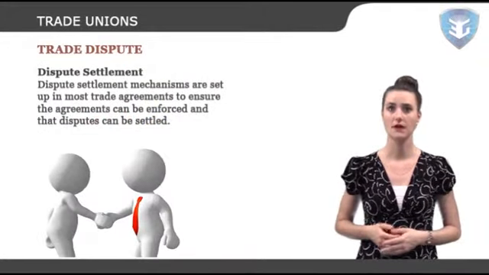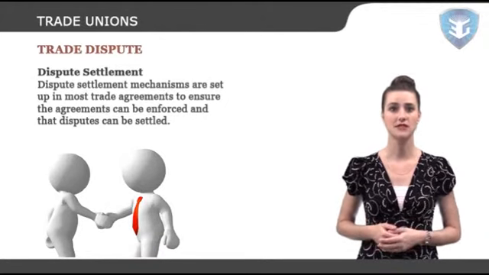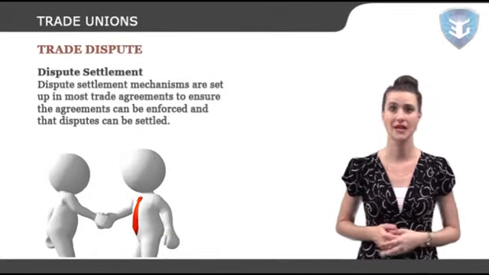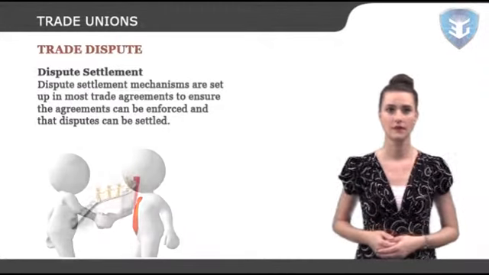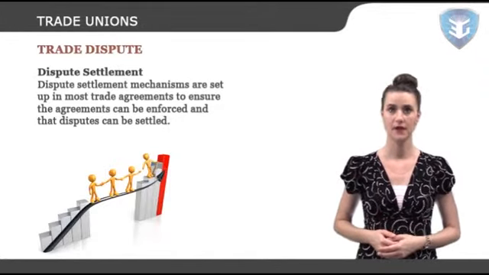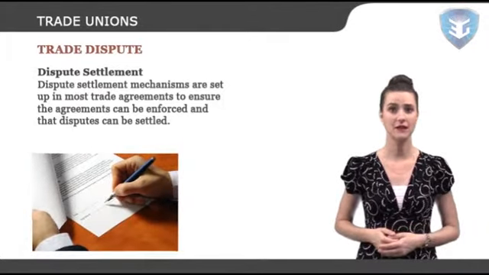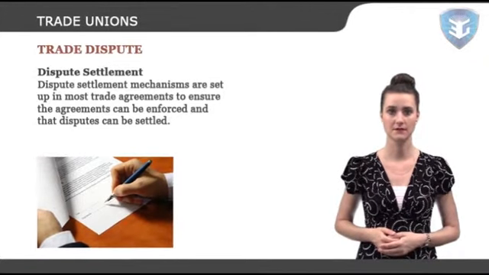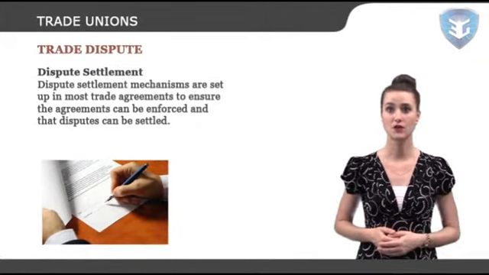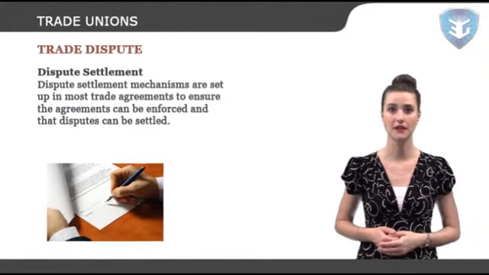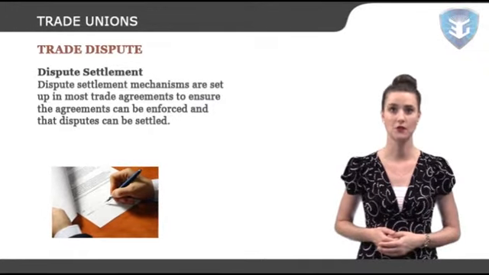Dispute settlement. International trade rules are effective when they are properly applied. Therefore, dispute settlement mechanisms are set up in most trade agreements to ensure the agreements can be enforced and that disputes can be settled. Dispute settlement in a nutshell provides a rapid and effective means of settling disagreements on whether a country has acted in conformity with its international obligations, applies the agreements, and develops the interpretive understanding of the agreements. By preventing retaliation before a dispute settlement procedure has been completed, trade-damaging unilateral action is avoided.